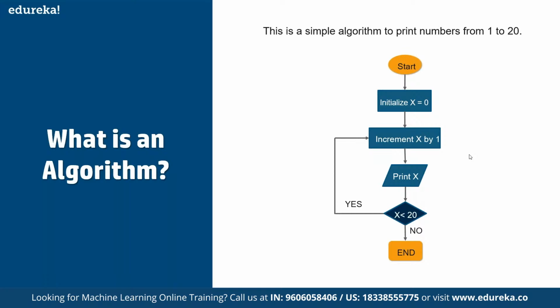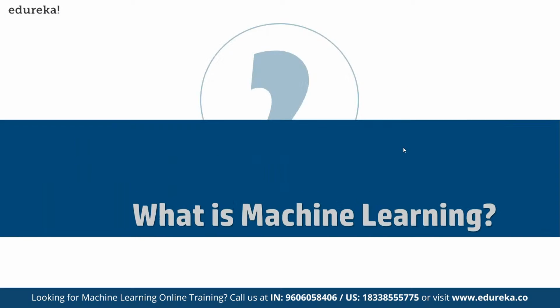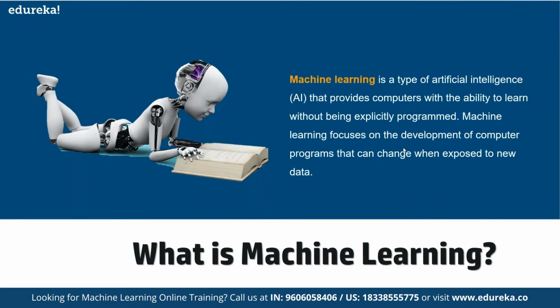All right, so next we are going to discuss what exactly machine learning is. Machine learning is a type of artificial intelligence that provides computers with the ability to learn without being explicitly programmed. Machine learning focuses on the development of computer programs that can change when exposed to new data.